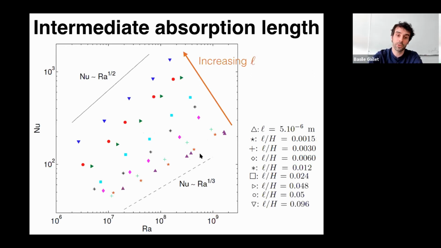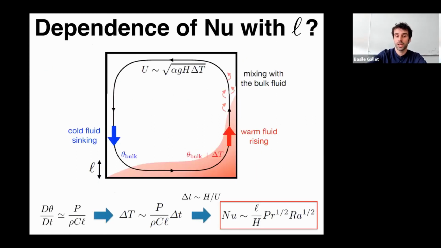So for very low absorption length, you get these data points here with Nusselt evolving like Rayleigh to the 1/3, slightly less, so a value close to 0.31. And as you increase L, you bypass the boundary layers and you transition to this Rayleigh to the 1/2, okay? And we'd like to understand the dependence of the Nusselt number on this L over H. So we came up with a very simple model to try to explain the dependence of the Nusselt number on this dimensionless absorption length.